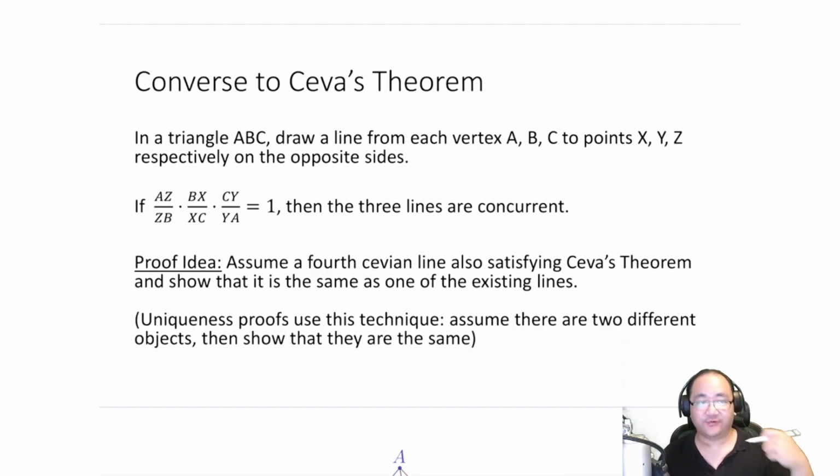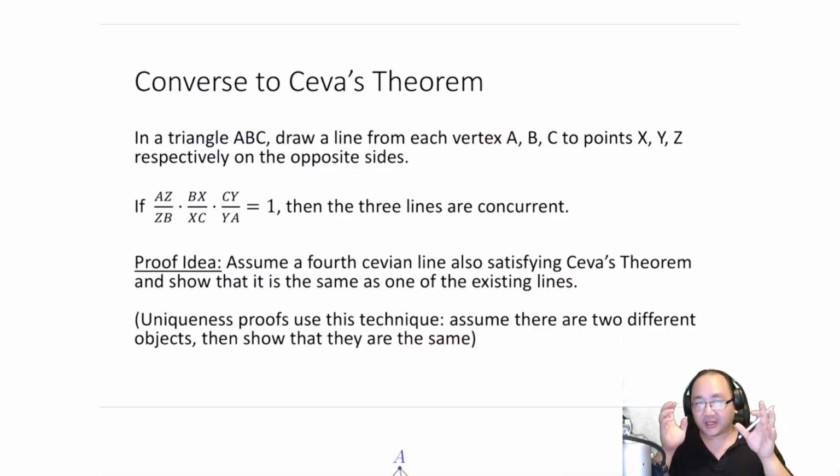Alright, so in the last video I covered Ceva's theorem, so what we're going to do now is prove the converse. As you can see on the recording, the statement is that we've got a triangle, we've drawn all the Cevians, and it says that if the equation is satisfied, then the three lines are concurrent, the three Cevians are concurrent.